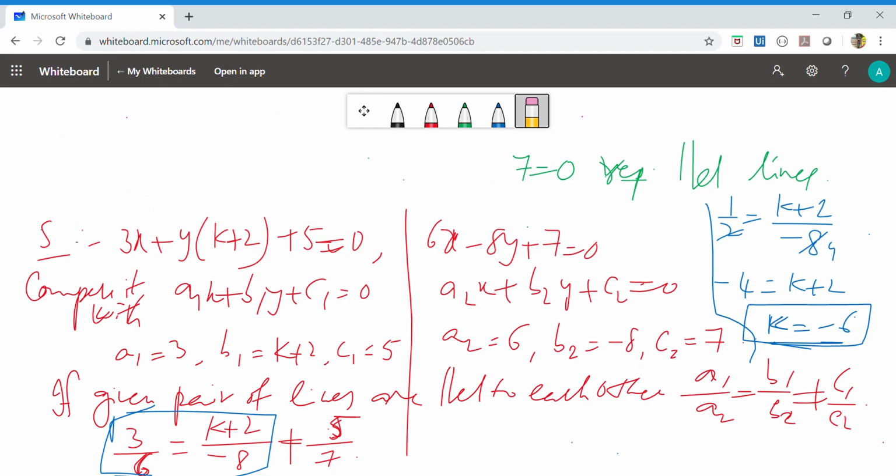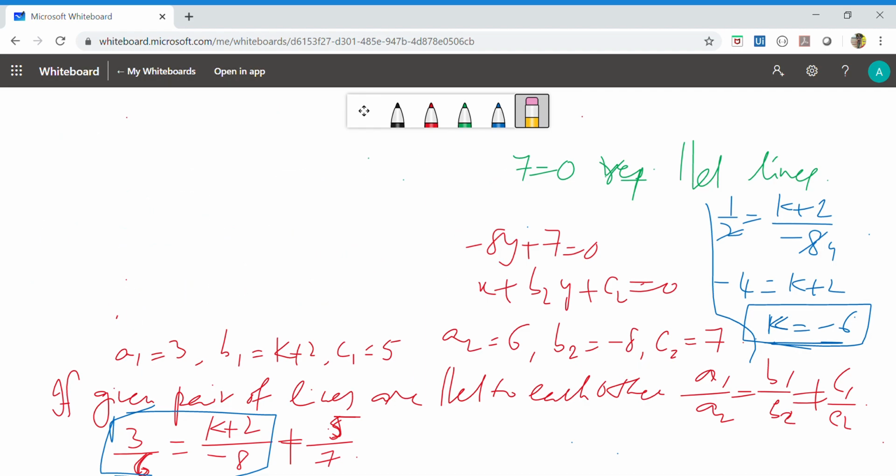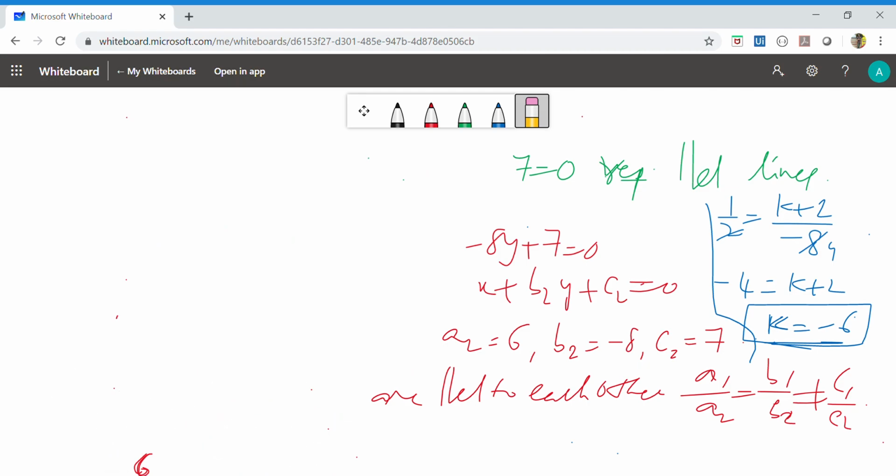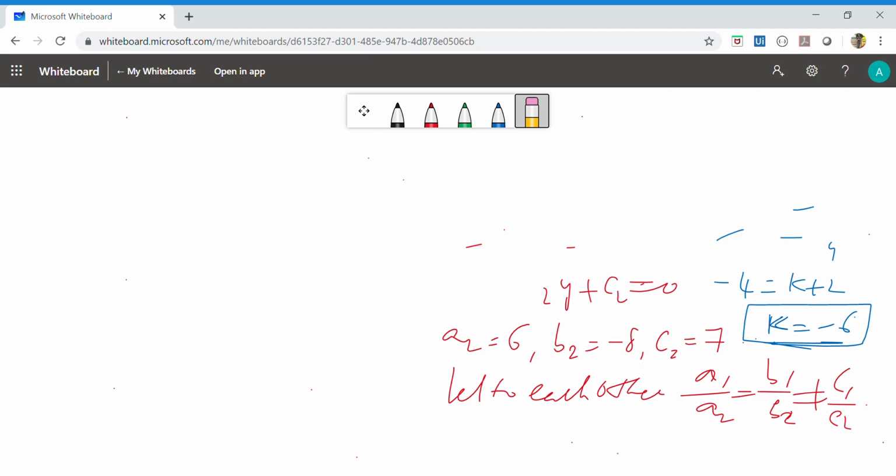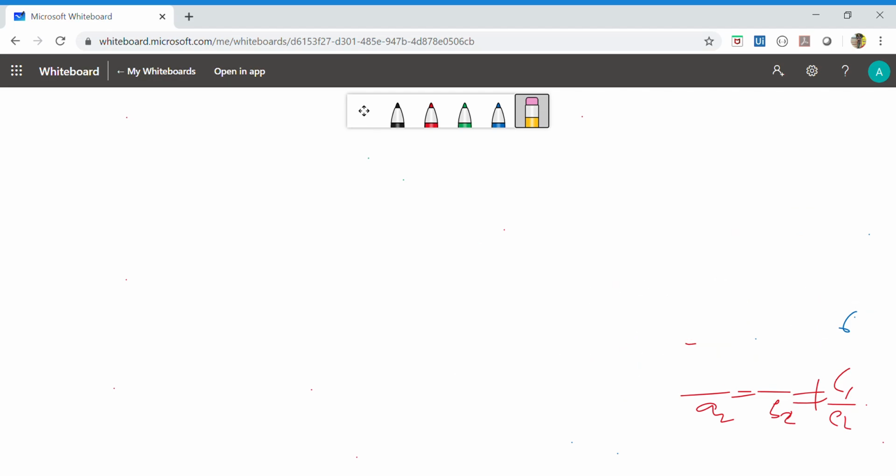Parallel means the condition is a1 by a2 is equal to b1 by b2 is not equal to c1 by c2. Parallelism condition. And if intersecting, it is a1 by a2 is not equal to b1 by b2, or not equal to c1 by c2, anyone you can take. And dependent means a1 by a2 is equal to b1 by b2 is equal to c1 by c2.